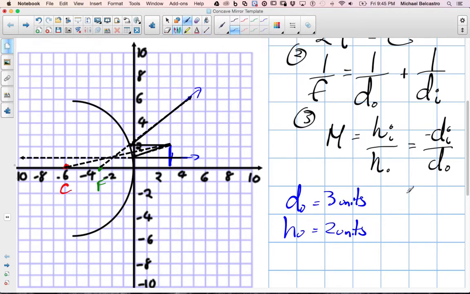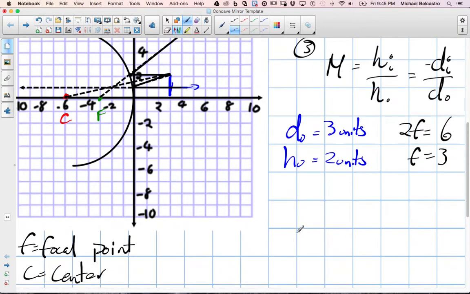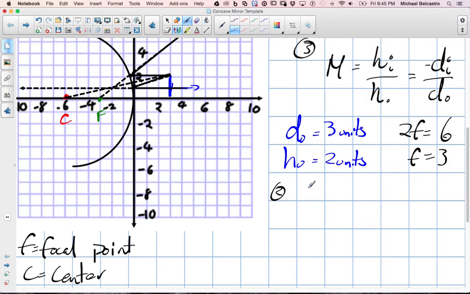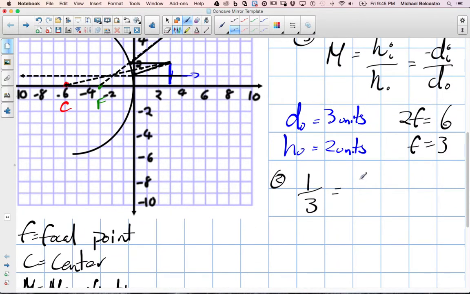We already know from the first formula that this focal point is 3, because 2 times the focal point is equal to the center, which is 6. So 6 divided by 2 is 3. Good. So we have our first formula. Our second formula is 1 over the focal point, which is 3, is equal to 1 over the distance of the object. Distance of the object is 3.